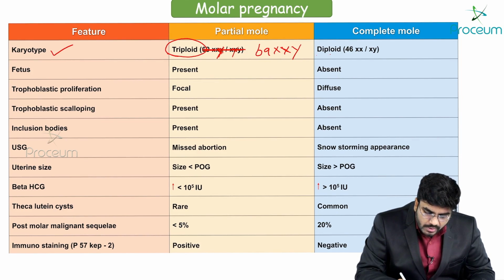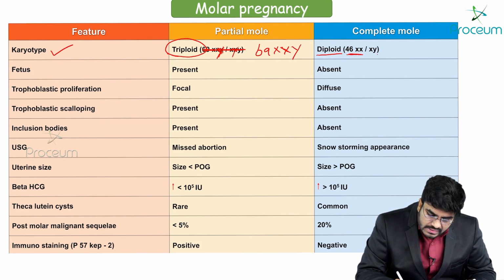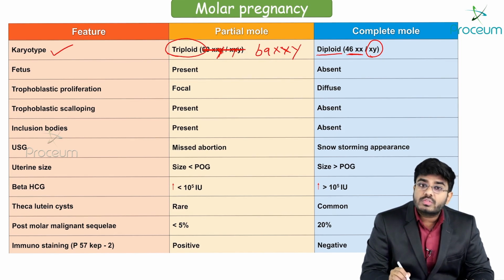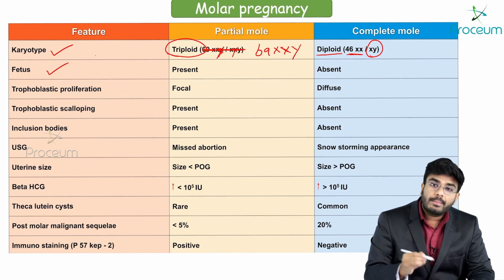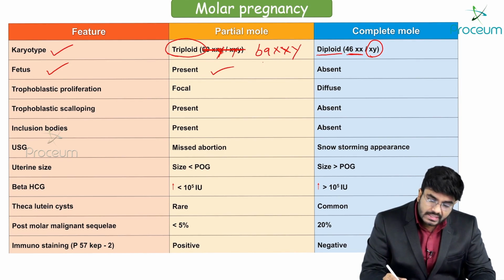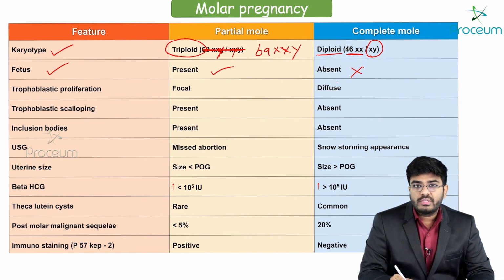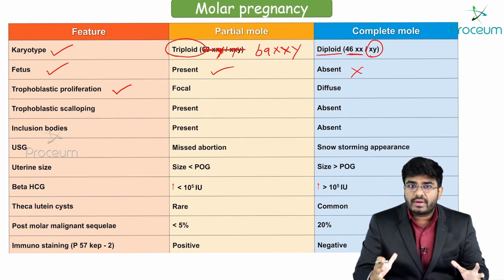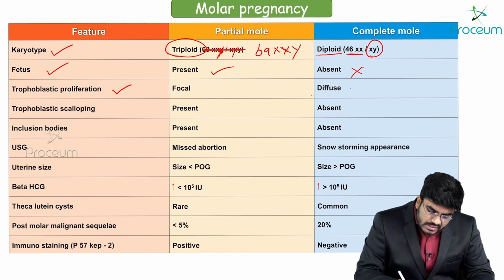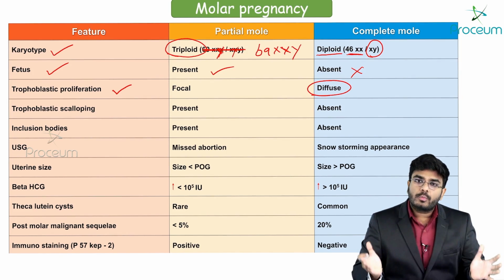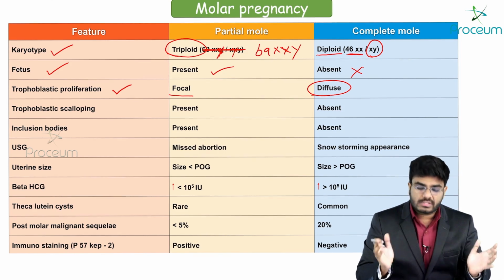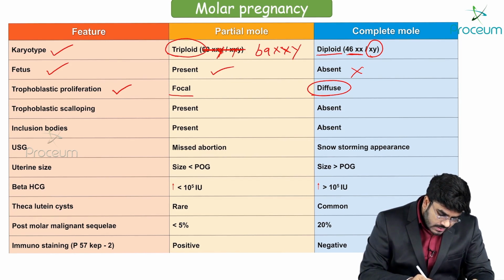And complete moles are diploid. You already know that. Diploid, and the most common karyotype is 46XX, and in some cases, 5 to 10% of the cases, it will be 46XY. So complete mole is a monospermic condition where duplication of genetic material is happening. Fetal tissue is present in partial mole, I have shown you, and in complete mole there is no fetal tissue. Now let's talk about trophoblastic proliferation. In complete mole, there is a diffuse proliferation of the trophoblast, entirely occupying the uterine cavity with grape-like vesicles. And in partial mole, there is only focal proliferation of the trophoblast. Now, let's talk about the histological findings.